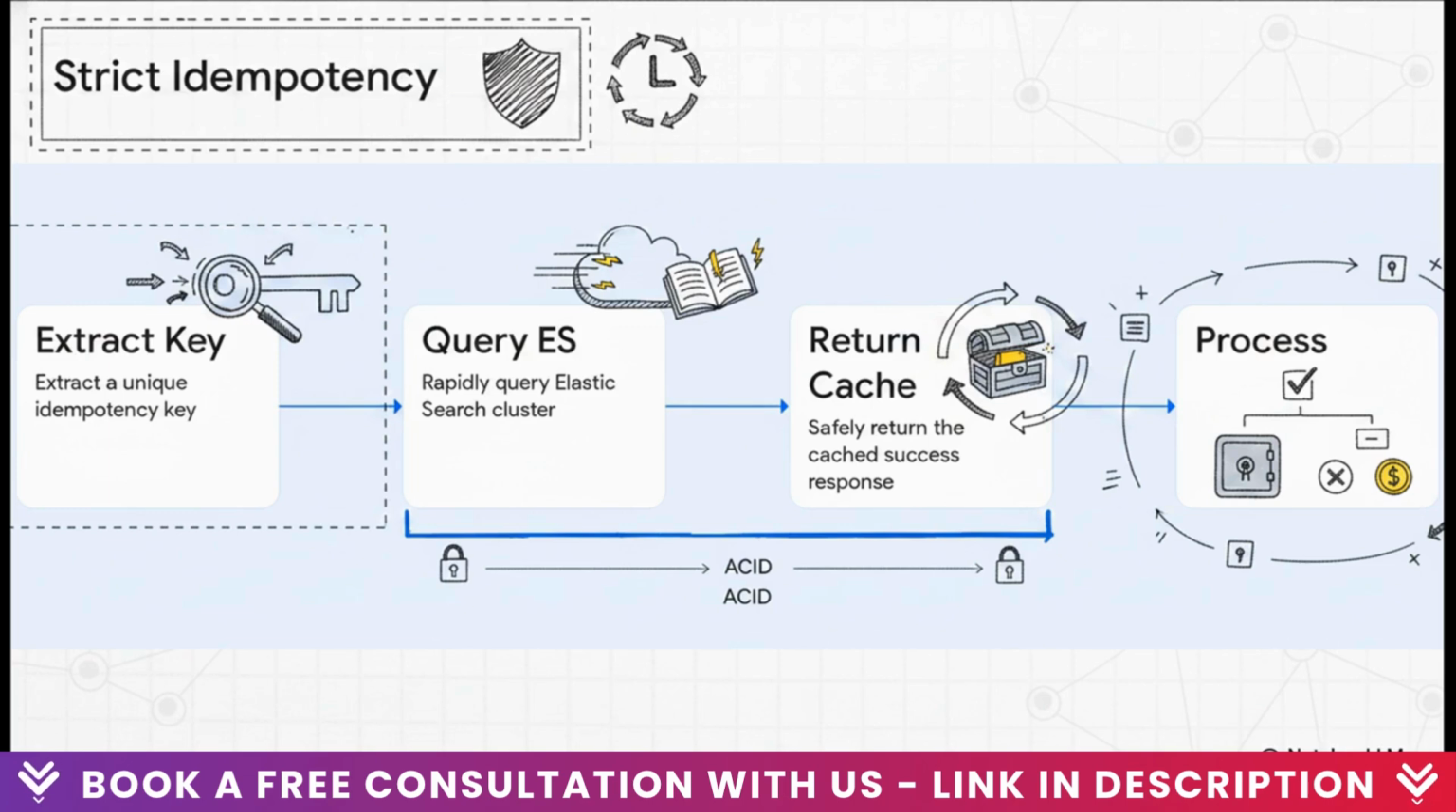Here's how it flows. First, we extract the unique key from the incoming request. Second, we rapidly query an Elasticsearch cluster. Third, if we've seen that key before, we just safely return the cached success response. And fourth, only if it is genuinely new do we process and store it. This sequential pipeline is what prevents fatal duplicate charges and maintains total ACID compliance.